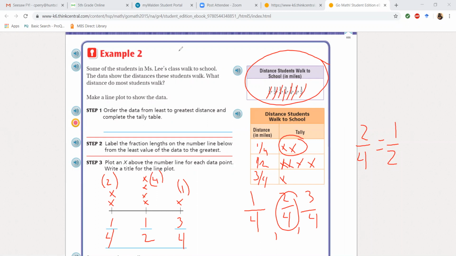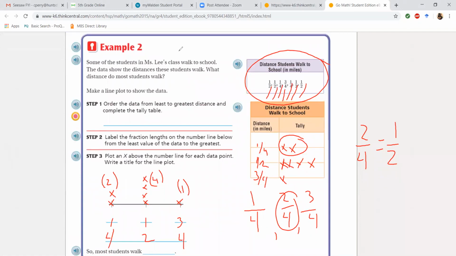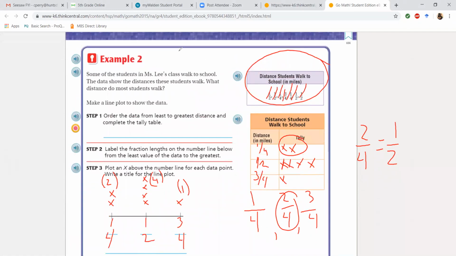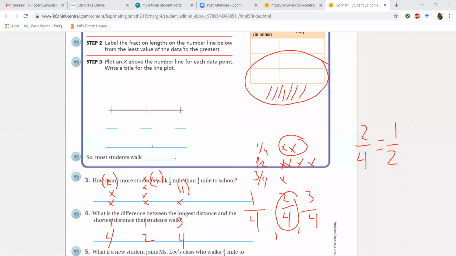So which of these is the largest value? 2, 4, or 1? It's going to be 4. So most students walk 1/2. They don't walk 4. That's how many students walk a half a mile. So most students walk 1/2 mile. Okay. Any questions with that example problem?